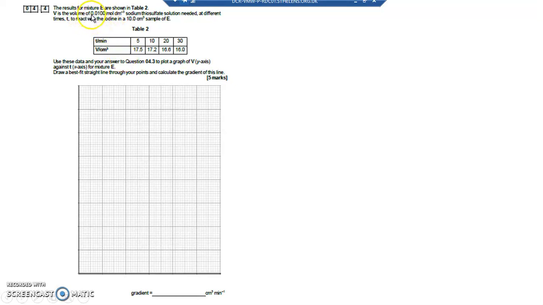So question 4.4 wants me to draw a graph. It's got time in minutes across the top and the volume of sodium thiosulfate needed to react with the iodine in a 10 centimeter cube sample of E. It doesn't really matter, it just wants me to plot these graphs, and it says to plot a graph of volume up the y-axis up here, and it wants the time along the bottom.